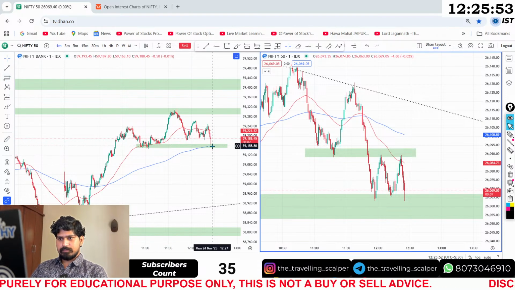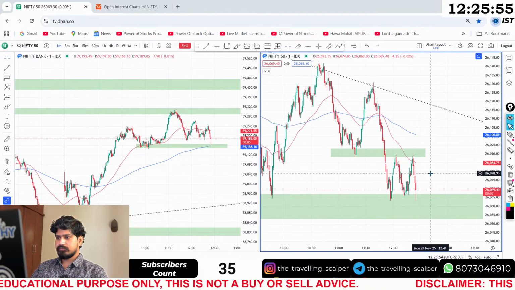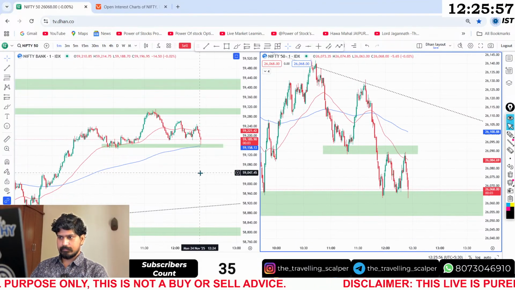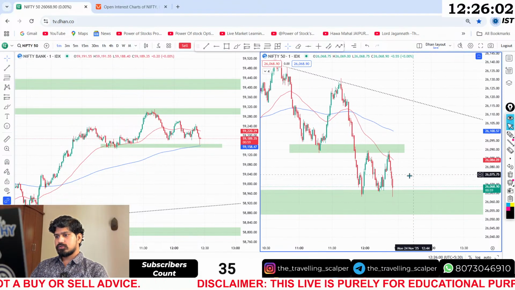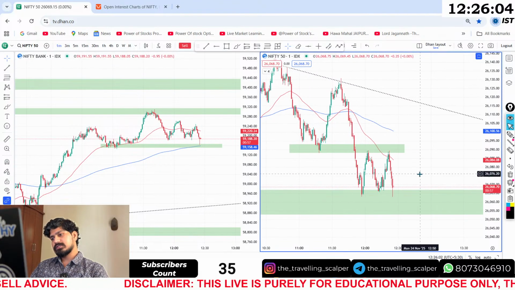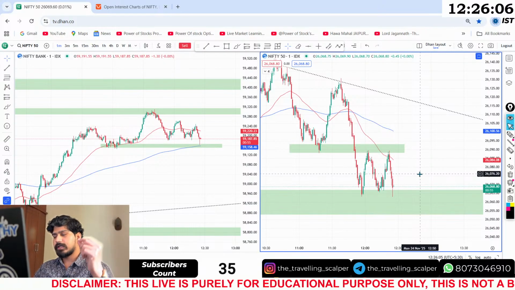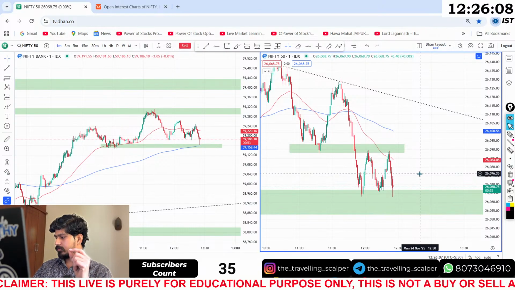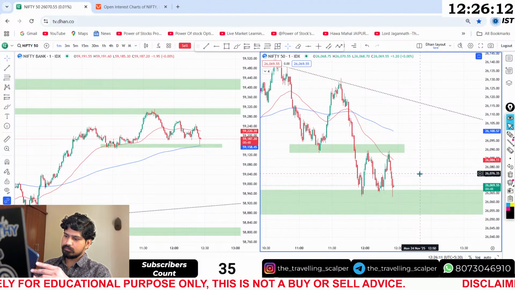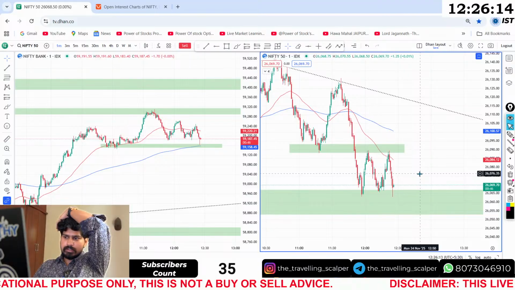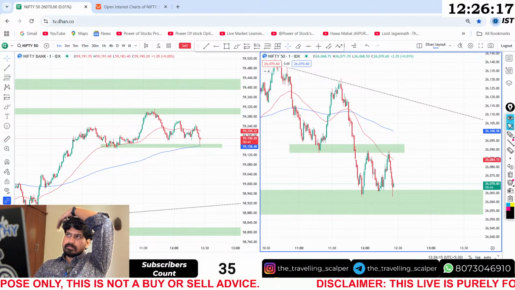Bank Nifty is taking support and trying to go up. Nifty is trying to go down. So let's see. Sideways till 12:30 to 1 o'clock is no worry. After 1 o'clock, if it gives at least one breakout, this will make our day. So let's see whether it will give us a breakout or not. We will just wait and watch.